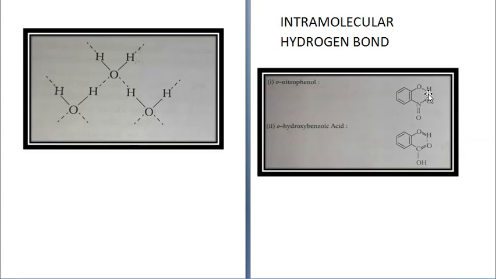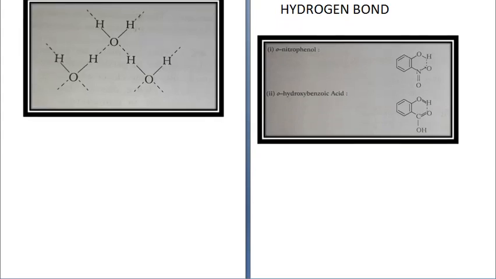Similarly, orthohydroxybenzoic acid. Here, on the benzene ring C6, the first carbon has COOH and the second carbon has an OH group. Now the hydrogen of OH and the oxygen of COOH form a hydrogen bond in between. So that becomes an intramolecular hydrogen bond.